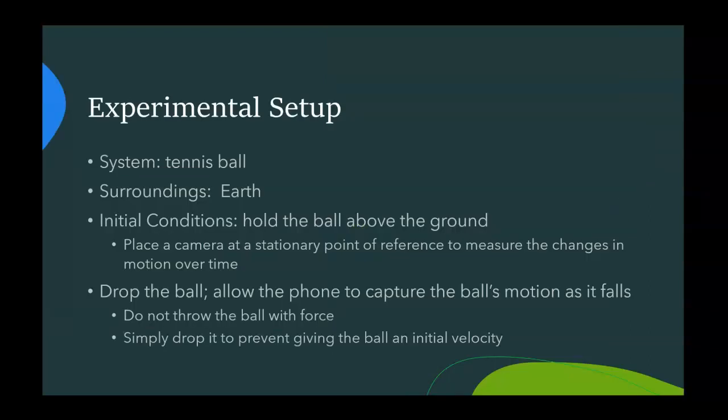Here is the overall setup of our experiment. In this experiment, the tennis ball is the system and the Earth is the surroundings. We initially hold the ball above the ground and place a camera at a stationary reference point to measure the changes in the ball's motion over time. We drop the ball and record its motion.